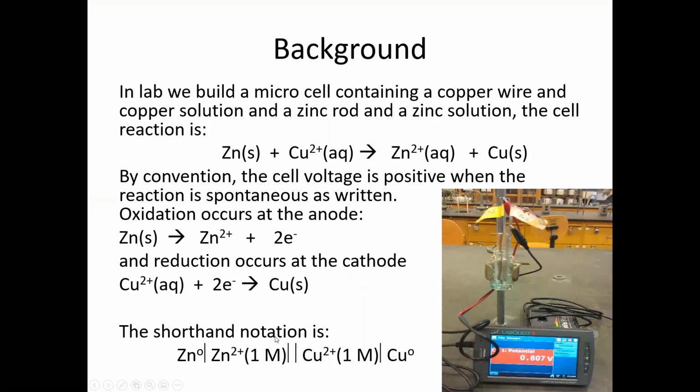And the shorthand notation for this one is Zn(0), which means element zinc, and there is a phase divide. So two different phases: this is a solid, this is the liquid, and this is the concentration. And this double line means a salt bridge. Okay, so this is the copper solution, and then element copper.